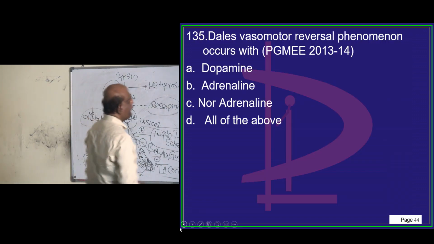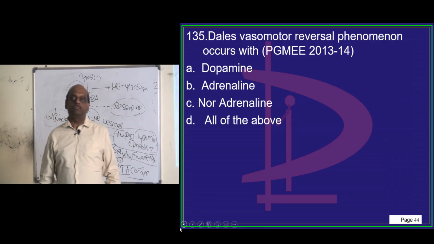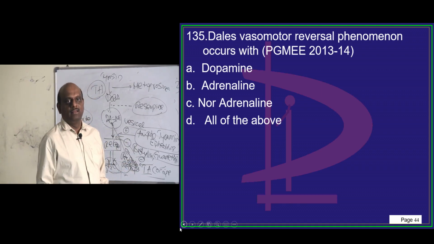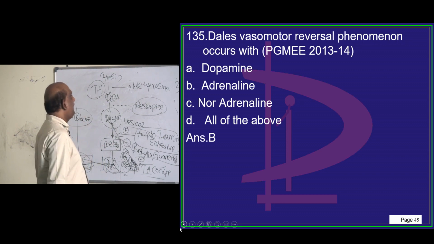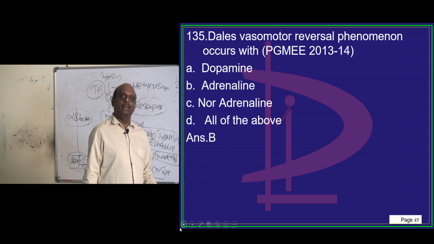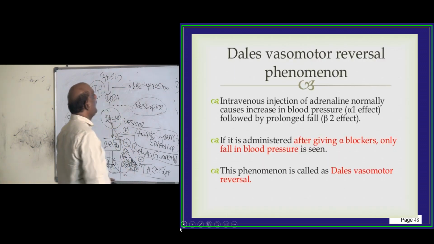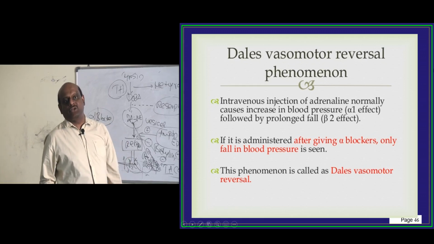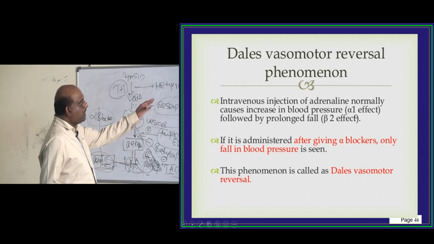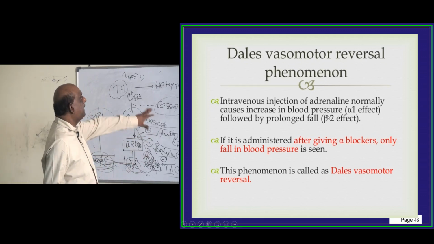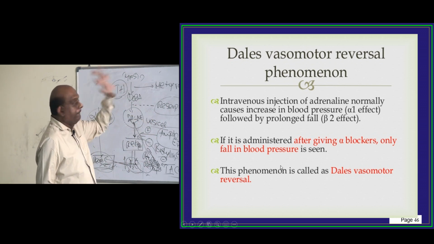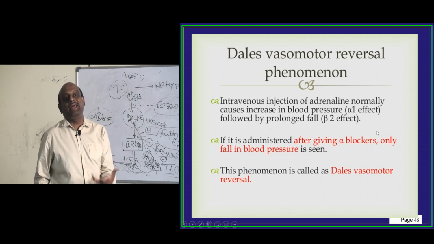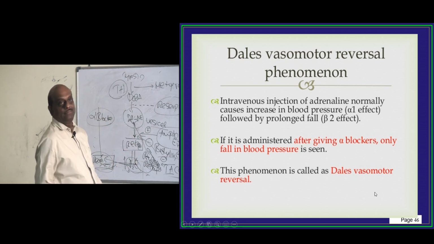Now doc, Dale's vasomotor reversal phenomenon, where do you see it? We typically see it with adrenaline. If you give an intravenous injection of adrenaline, because of its alpha 1 stimulation, it leads to a rise of BP. But later, it leads to a beta 2 agonistic effect and leads to vasodilatation and a fall in the BP.